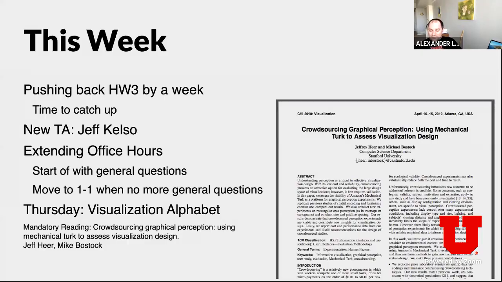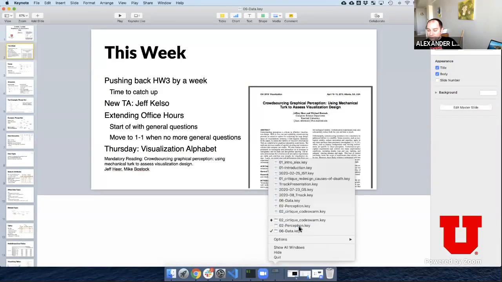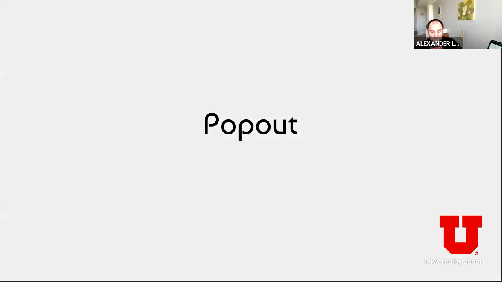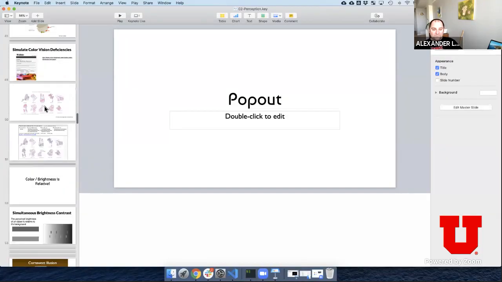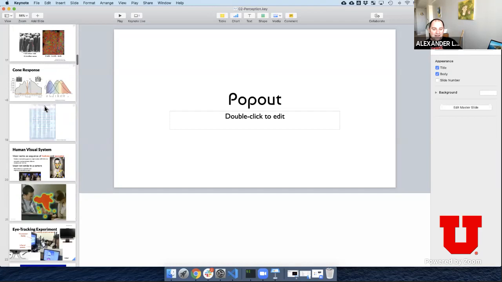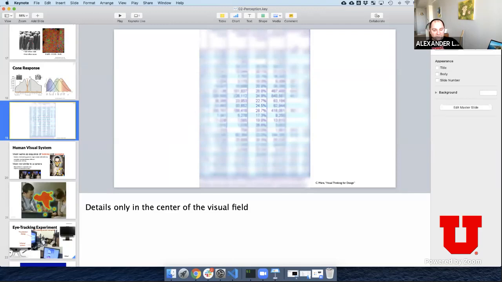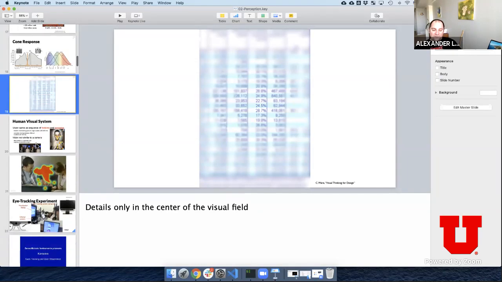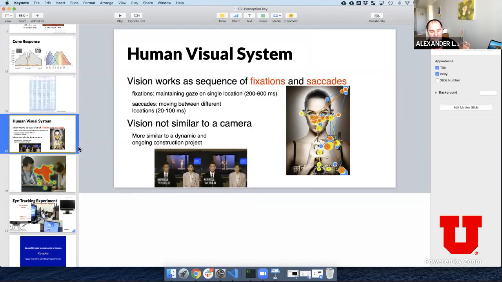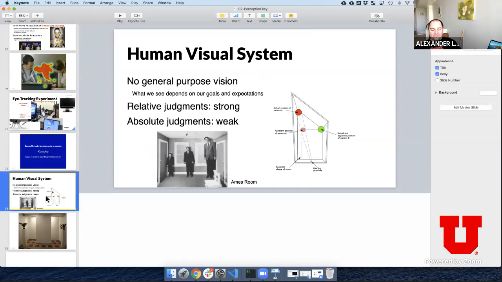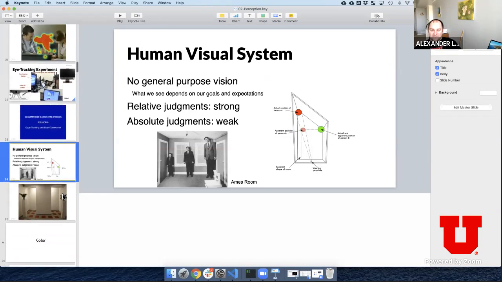Okay, so with that, let me move back to the perception lecture. Just recall, when we talked about perception, we first talked about some basics of the eye, how we perceive information, how rods and cones work, how we construct vision, that vision is essentially an ongoing construction project. We're not seeing everything sharp. We are perceiving this in time slices. We have fixations and saccades. Our priors on how the world is supposed to be are very strong, and we always perceive things in context, as you can see here with the Ames room.